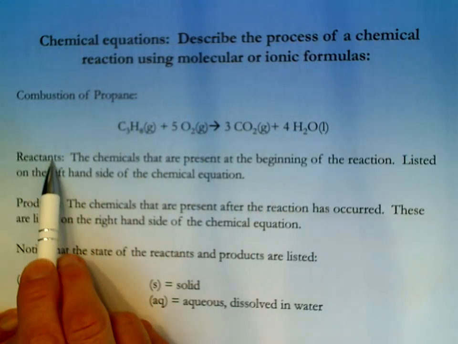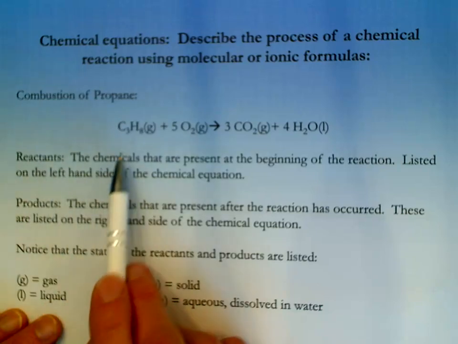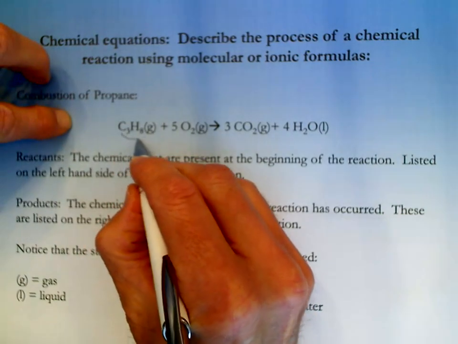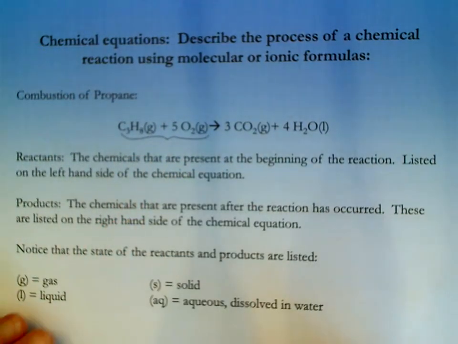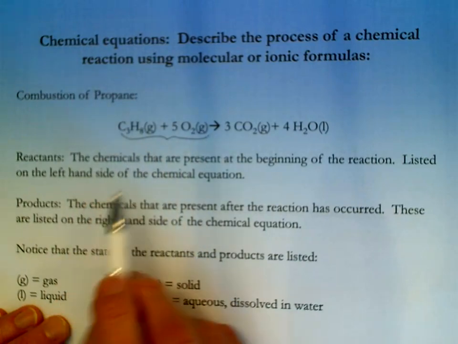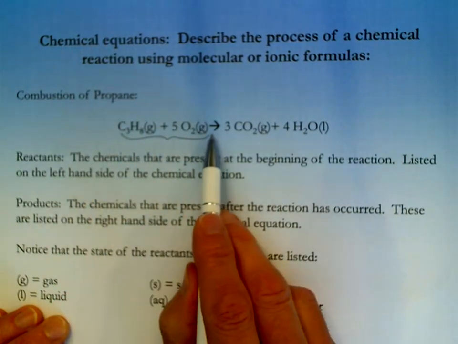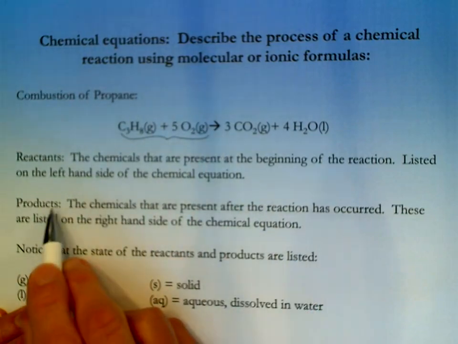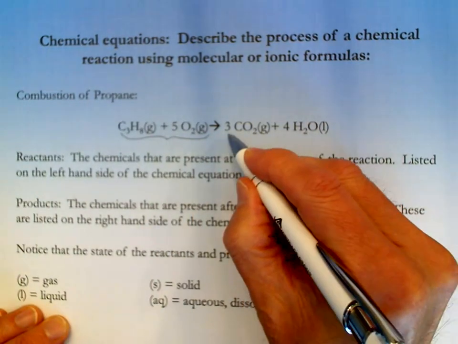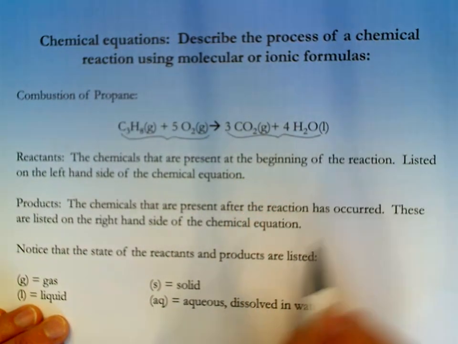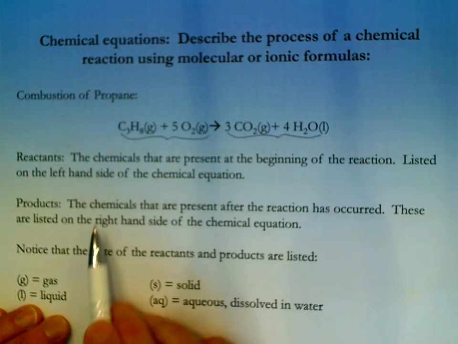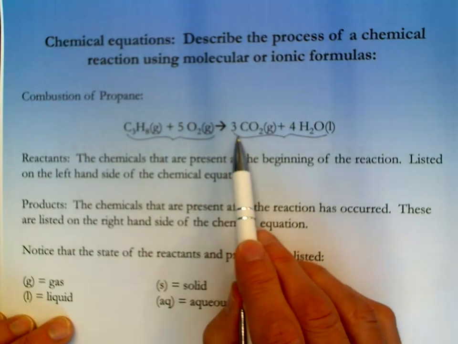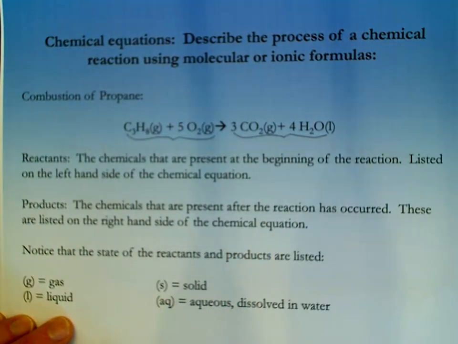The reactants of the reaction are the chemicals at the beginning of the reaction. So those are the things on this side of the reaction. These are the chemicals that you start with. They are listed on the left-hand side of this arrow. This arrow means some change happens. The products are what's produced, the stuff that you get at the end of the reaction. So that's on the right-hand side of the arrow. These are the chemicals present after the reaction has occurred. And like I said, these are on the right-hand side of the arrow.